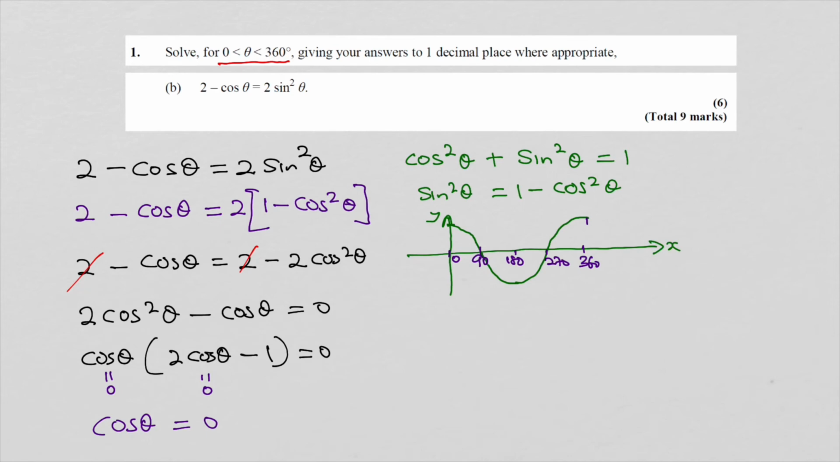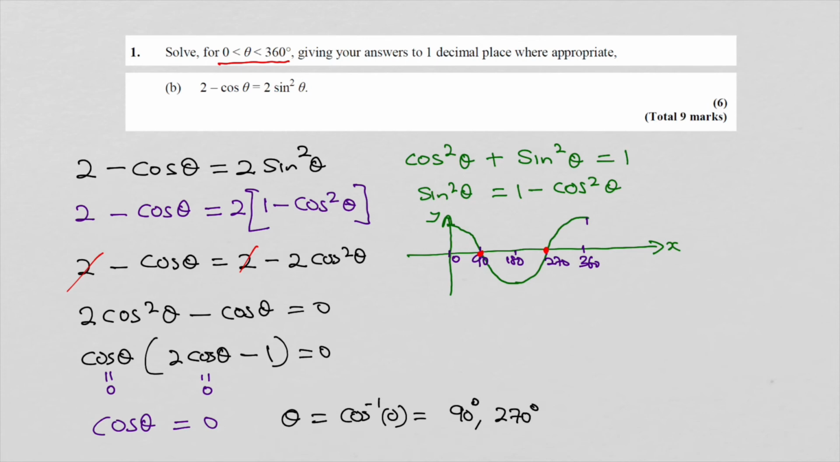So what I mean is, where is cos theta 0? Well, cos theta is 0 at 90, 270 before it gets to 360. So the answer is, when cos theta equals 0, theta will be cos inverse 0, and that gives us what value? It gives us 90 degrees, and what else? 270 degrees. So those are the answers for when cos theta is 0.